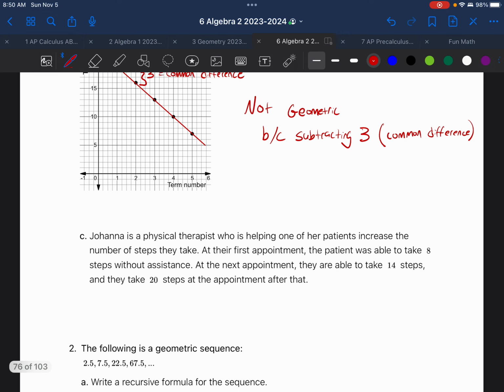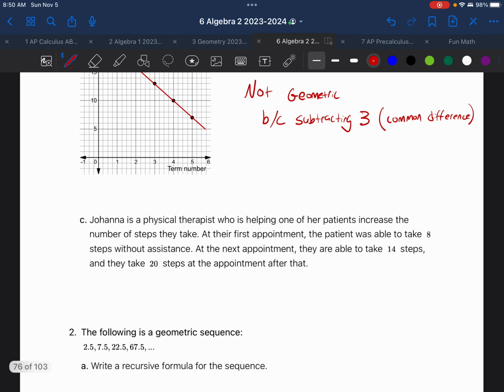All right, what about C? Johanna is a physical therapist who is helping one of her patients increase the number of steps they take. At their first appointment, the patient was able to take 8 steps without assistance. At the next appointment, they're able to take 14 steps, and then they're able to take 20 steps.